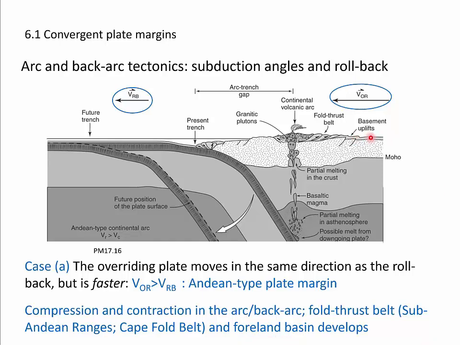The foreland basin is not shown here, but typically we will form a shallow sedimentary basin on the continental plate on the far side of the fold and thrust belt. And the South African example of the Cape Fold Belt shows it with a large intracontinental basin of the Karoo.